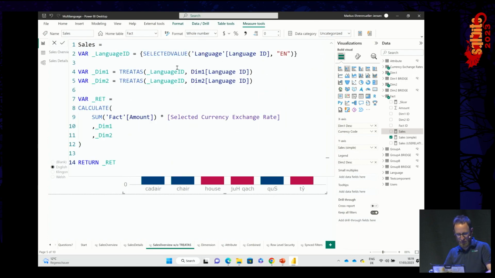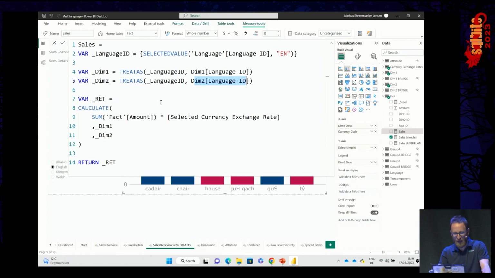When I first heard about it, obviously more than 4 years ago, I thought it's a Greek goddess, like TREATAS or something, but it's TREATAS. Unfortunately, we don't do Pascal case, so it's called TREATAS. And what it means is: take whatever the content of this table expression is and apply the values from this expression onto this column. So treat this column as if there were a filter applied to this column.